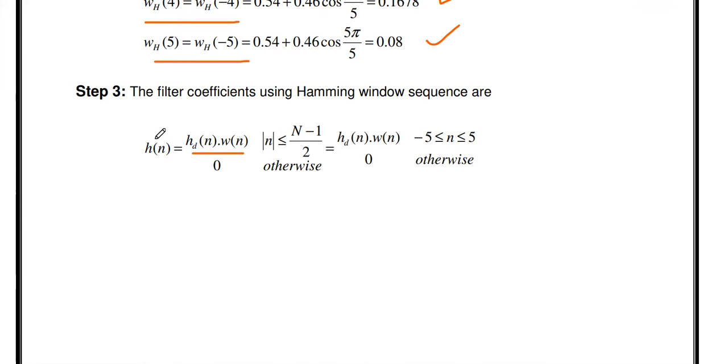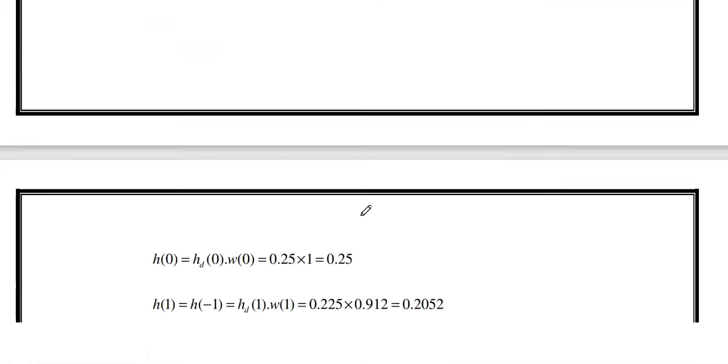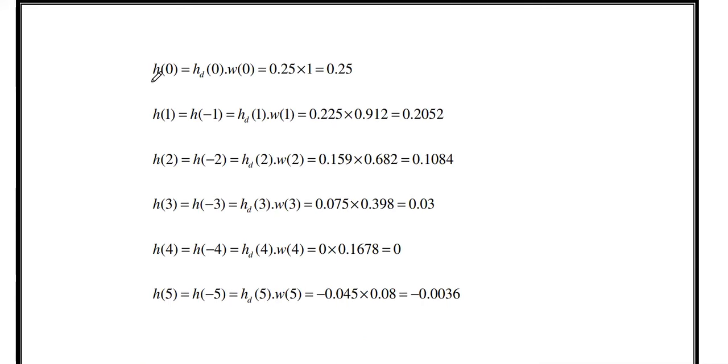Okay, so h[n] is calculated by multiplying hd[n] with w[n], for the limit modulus of n less than or equal to (N-1)/2. That means for n between -5 and 5 we multiply each term, and it is 0 otherwise. So you just multiply. So h[0] is calculated by multiplying hd[0] and w[0].